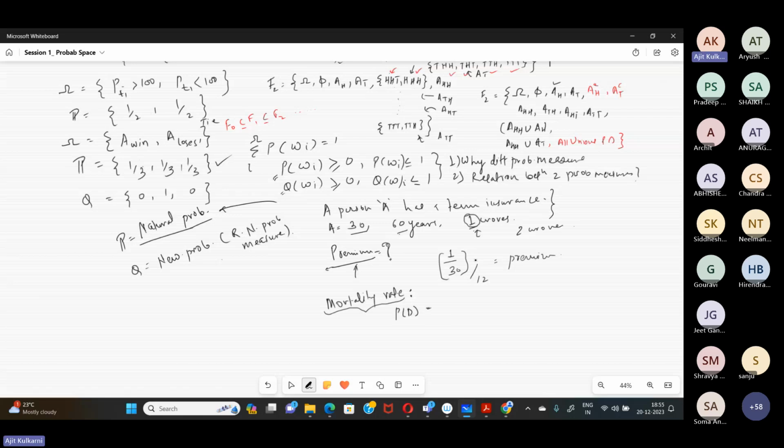Okay, one way someone said is to check all his habits. Check his family history, if he had any disease, check his habits, smoking, drinking or not, and all these things. That is one way to get this probability.